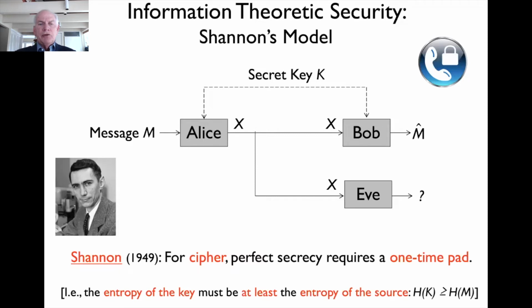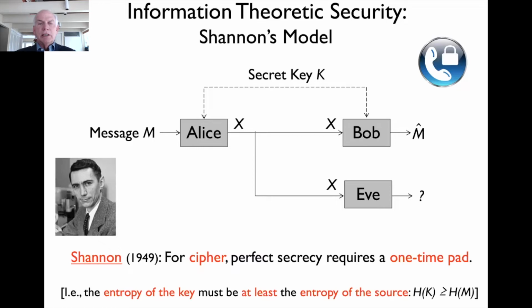You've got a message, a transmitter we call Alice, a legitimate receiver we call Bob, and an eavesdropper who we call Eve. Alice would like to send a message M to Bob reliably while keeping it secret from Eve. In Shannon's model, which is a cipher model, Alice and Bob share a secret key K. And so Shannon was interested in whether you could achieve perfect secrecy in a model like this.